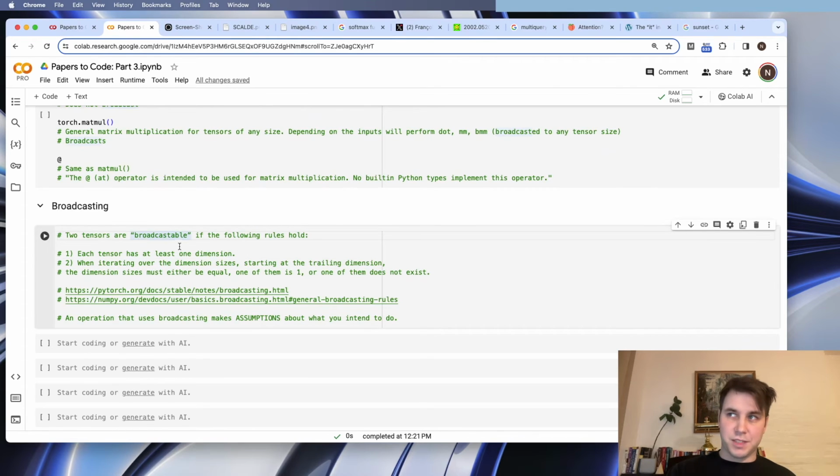Two tensors are broadcastable if the following rules hold. Each tensor has at least one dimension. When iterating over the dimension sizes, starting at the trailing dimension, meaning the last one, the dimension sizes must either be equal, one of them is 1, or one of them does not exist. That's starting at the trailing.